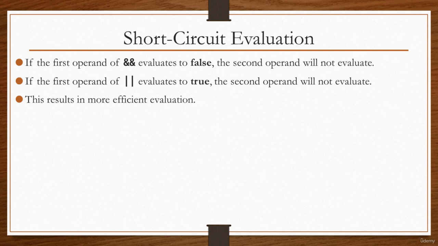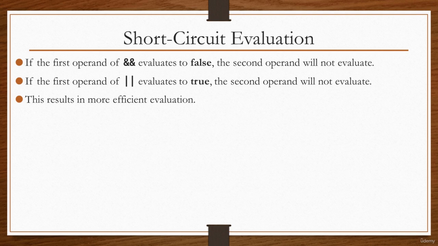Of course, this means that if the first operand of that AND evaluates to true, then it will also evaluate the second operand, because now it has to see if that second operand is also true, and then based off of that, it will continue, let's say, with your if statement. If your second operand or expression does not evaluate to true, then the entire expression will be false.